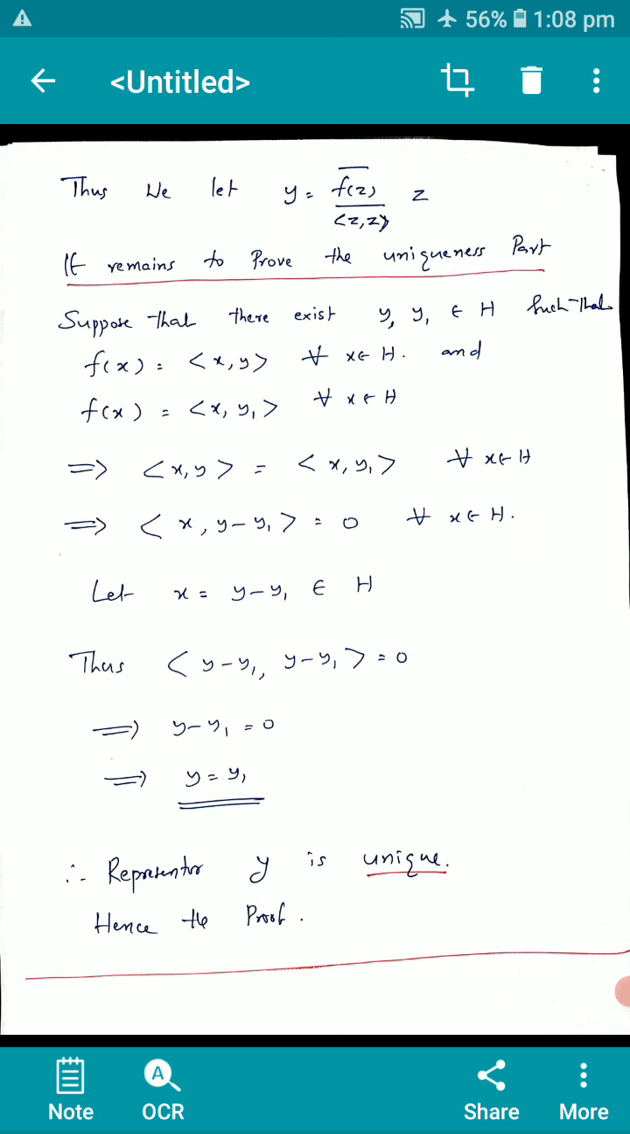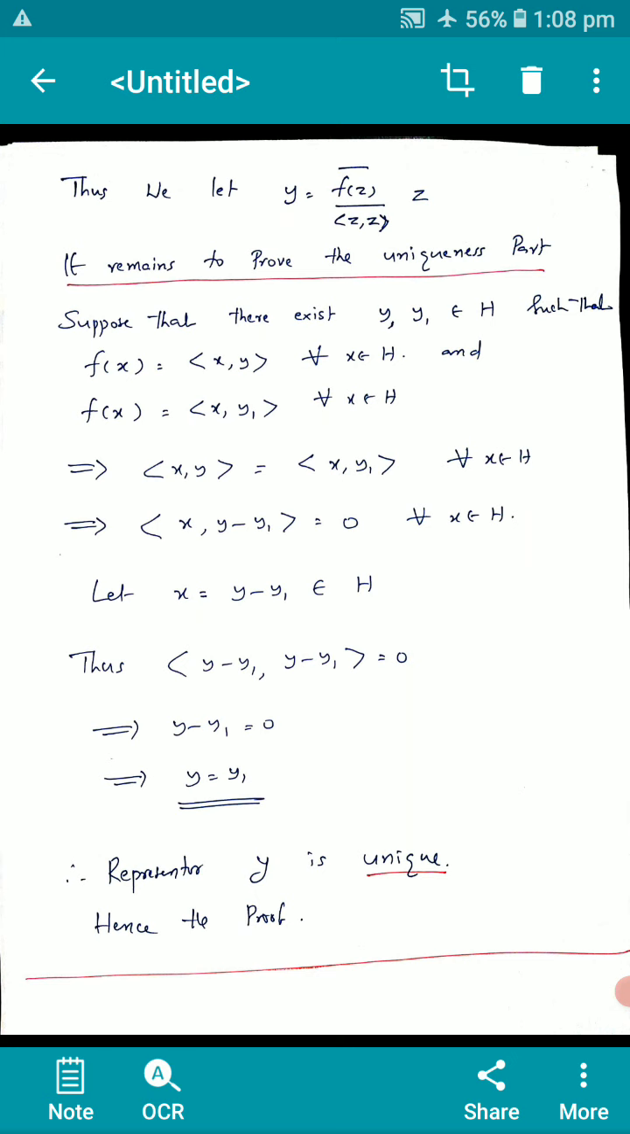We can equate them, because f of x is equal to inner product of x and y, and f of x is equal to inner product of x and y1. On equating, inner product of x and y is equal to inner product of x and y1 for all x in H. It is true for every x in H. Or you can write inner product of x and y minus y1 equal to 0 for all x in H.